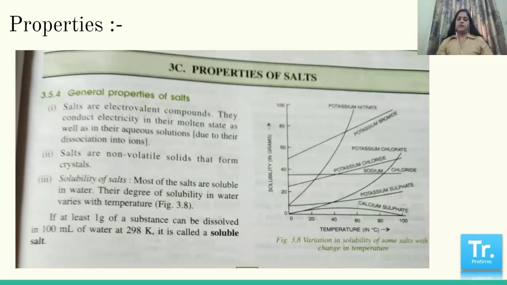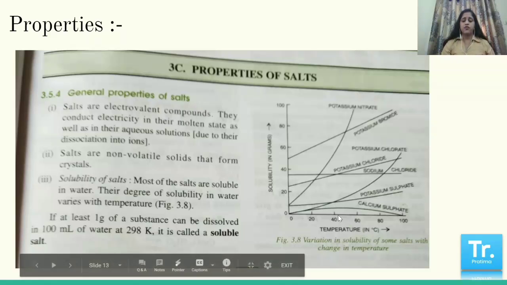Coming to the properties of salts. The general properties are: salts are electrovalent compounds, ionic compounds. So definitely they will conduct electricity in their molten state as well as in the aqueous state due to their dissociation into ions, as they are ionic compounds. They are non-volatile solids that form crystals. Most of the salts are soluble, and the degree of solubility in water varies with temperature.